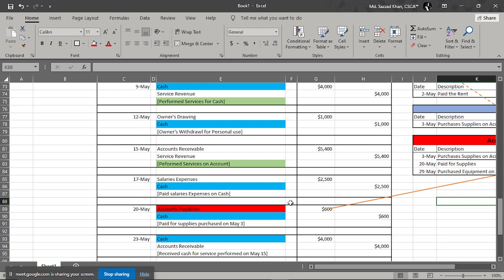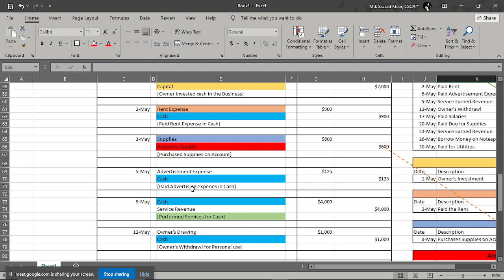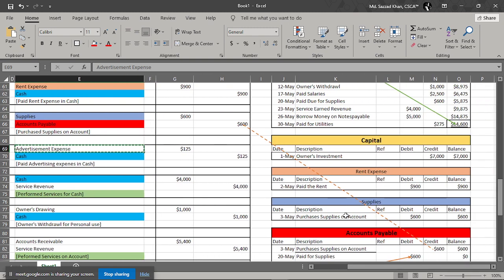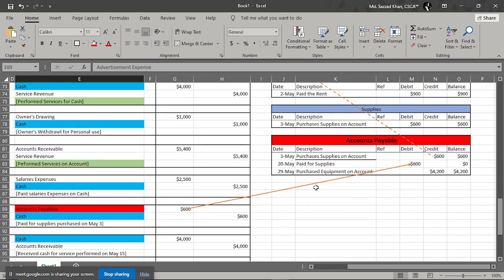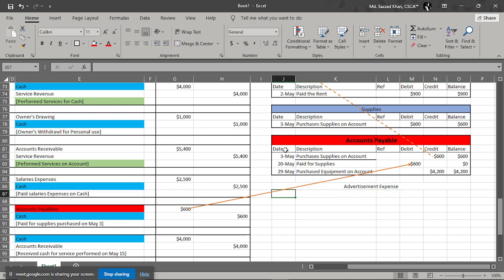Then what comes next after accounts payable? We're done with 1, done with 2, done with 3... Oh, we do have advertisement expense. Yeah. Take it out. Put it right here, advertisement expense. Copy it. Paste it. And see, advertisement expense, right?